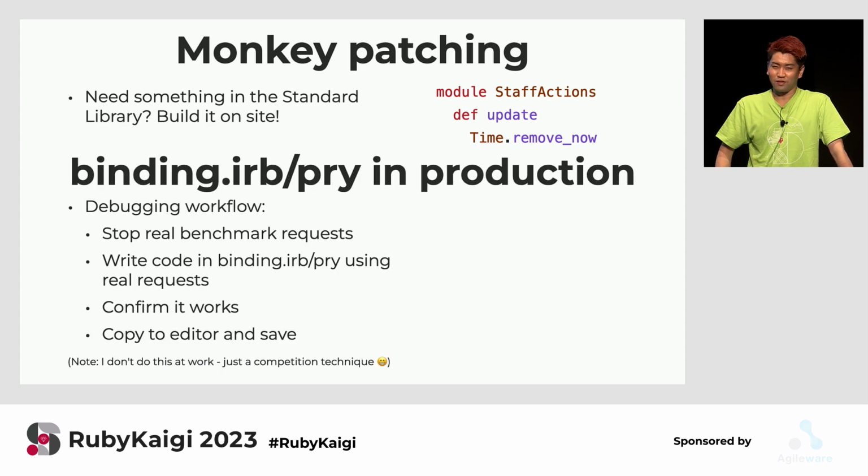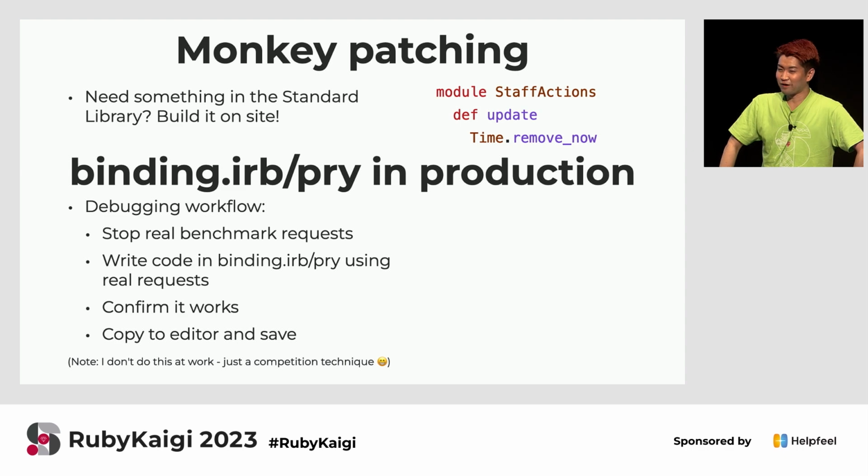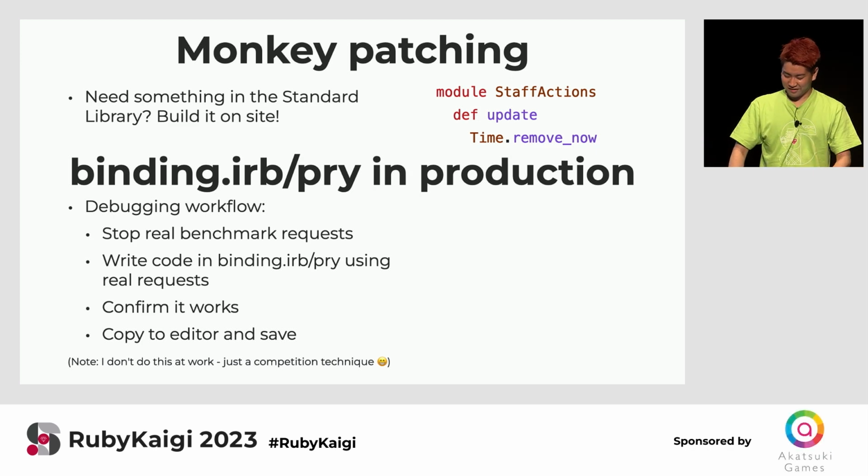And another more hacky thing is running binding.irb or pry in production. Do any of you do this? Oh yeah, I've run those. OK. Stop the real benchmark request using binding.pry or IRB. You can write code in binding.irb. Of course, after all, it's a REPL, so it's a place to write code. Confirm it works, and copy it to your editor and save it. OK, great. Of course, I don't do this at Cookpad. It's just a competition technique. Please be assured. OK, so let's get back to performance.